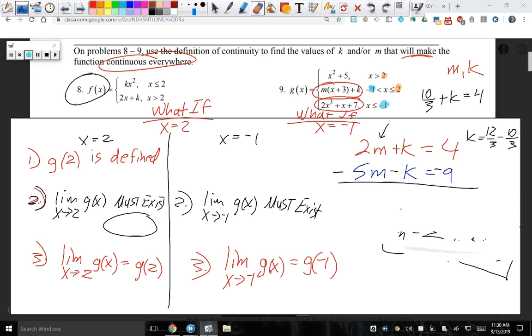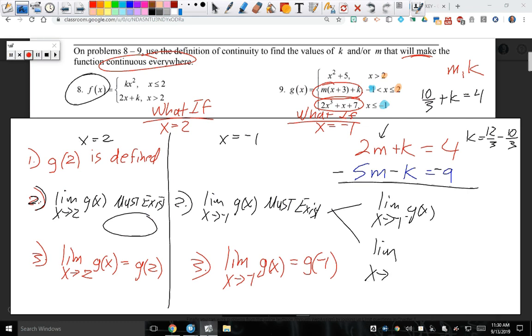Make sure on the test that you do put on this step both one-sided limits. So you would say the limit of g of x as x approaches negative 1 from the left and negative 1 from the right. Help me out. If I approach negative 1 from the left, what would be my answer right here? Anyone? 4. And if I approach negative 1 from the right, what would it be? 2m plus k.